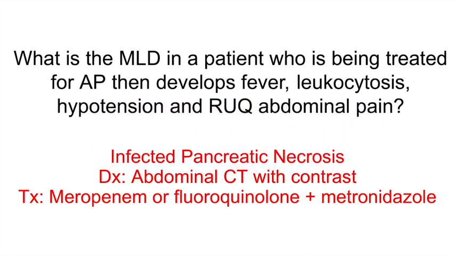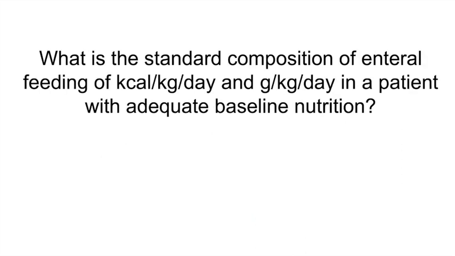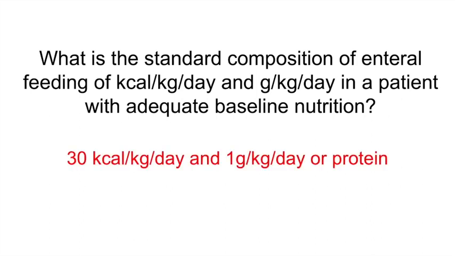What is the standard composition of enteral feeding of calorie per kilogram per day and gram per kilogram per day in a patient with adequate baseline nutrition? 30 calories per kilogram per day and 1 gram per kilogram per day for protein. Lower calorie enteral feeds can also be considered for patients with severe malnutrition in order to prevent refeeding syndrome.